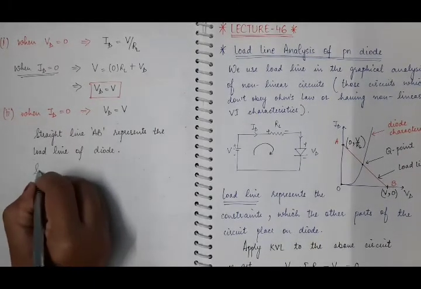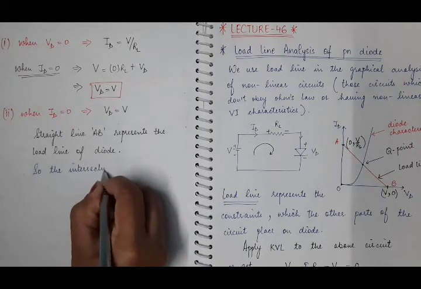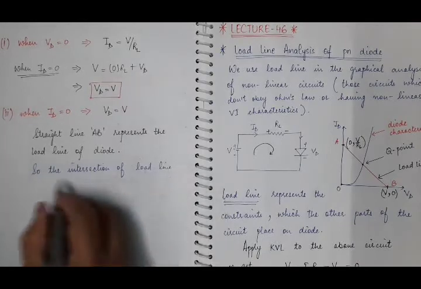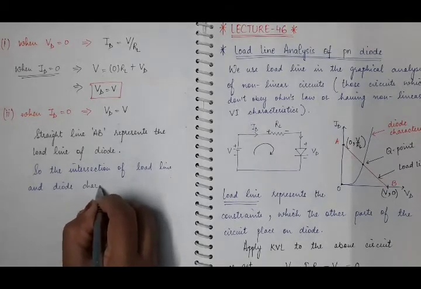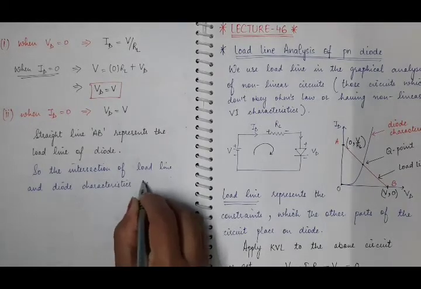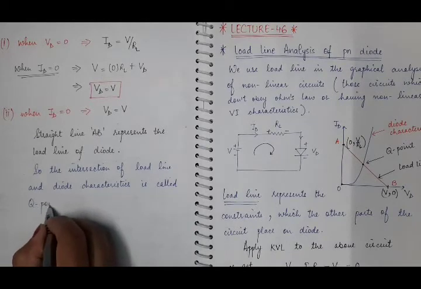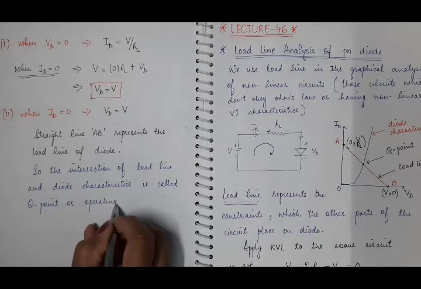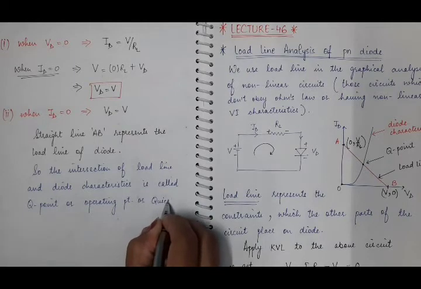So the intersection of load line and diode characteristics is called the Q point or operating point or quiescent point.